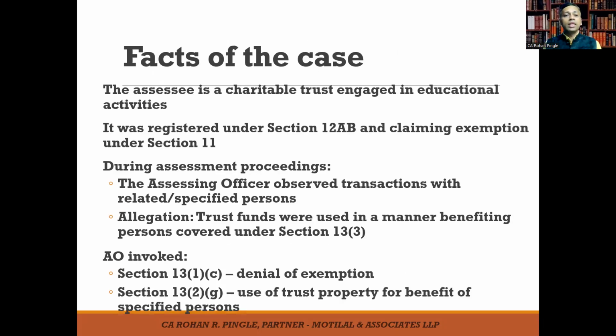Let's understand the facts of the case. The assessee is a charitable trust engaged in educational activities. It was registered under Section 12AB and claiming exemption under Section 11. During the assessment proceedings, the assessing officer observed transactions with related persons, that is, specified persons. The allegation was that trust funds were used in a manner benefiting the persons covered under Section 13(3). So the assessing officer invoked Section 13(1)(c), that is, denial of exemption, and Section 13(2)(g), use of trust property for the benefit of the specified persons.